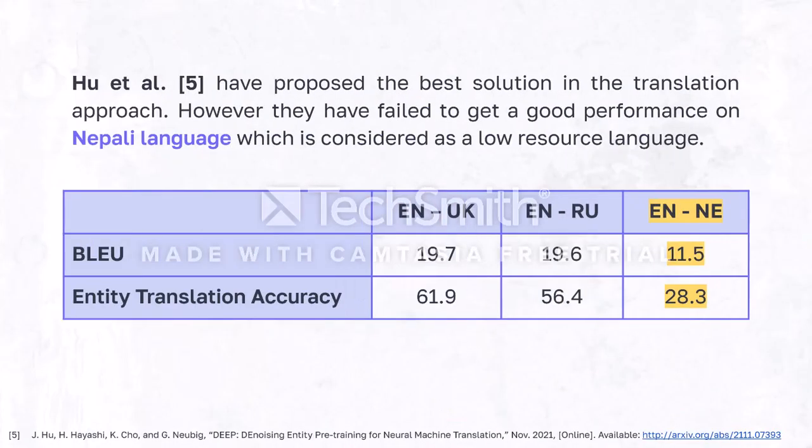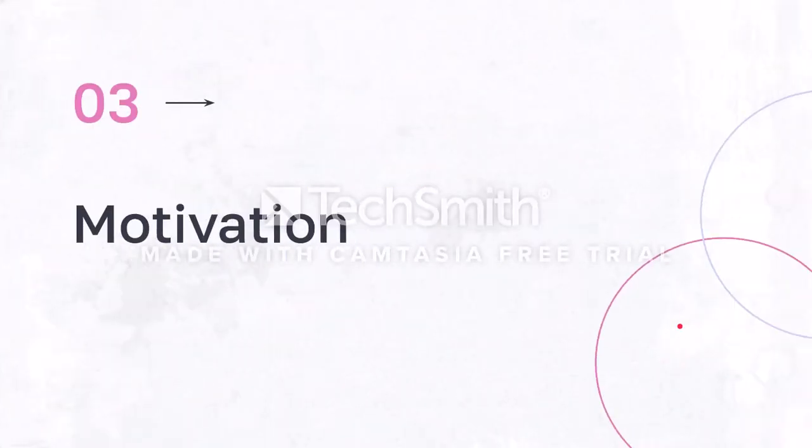The best solution we found in the translation approach is the method proposed by Professor Junji Hu. Their attempt was to address the problem of translating named entities in medium and low resource languages. Nepali was used as a low resource language, however, as the results table shows, they have failed to get good performance on the Nepali language. So we can identify that Professor Junji Hu's approach has failed to address the requirement of a better translation scheme to translate named entities in low resource languages.